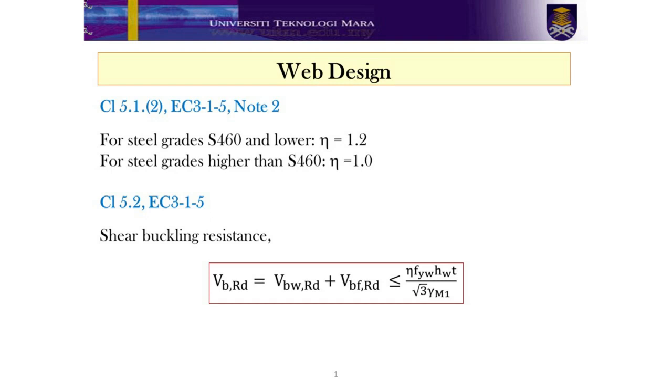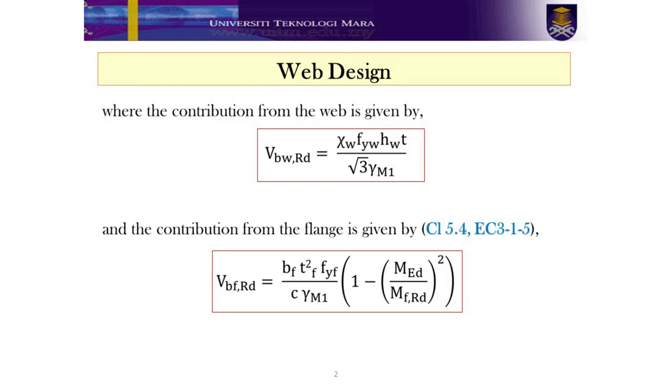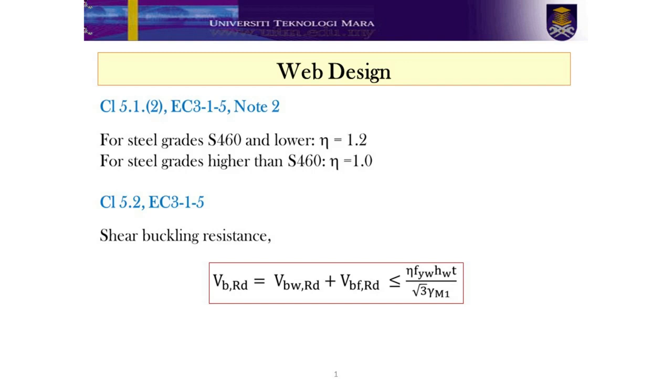So, according to clause 5.2 of EC3 Part 1.5, shear buckling resistance is given as V_bRd, which is equivalent to what you can see here in this red box. The contribution from the web is given in this box, where V_bw,Rd represents the contribution from the web, whereas V_bf,Rd represents the contribution from the flange. So this check should be carried out for every panel.